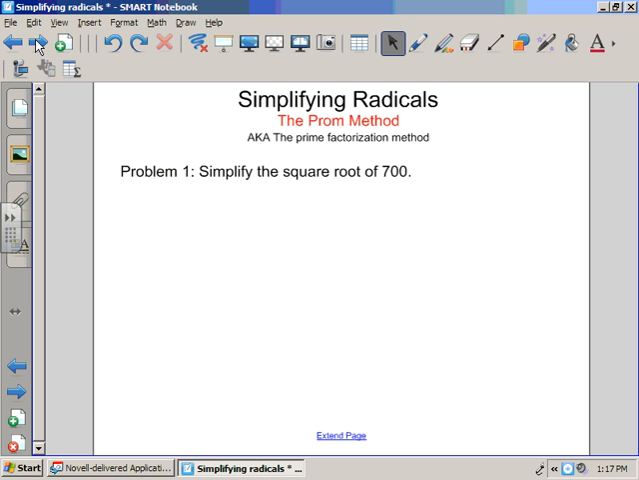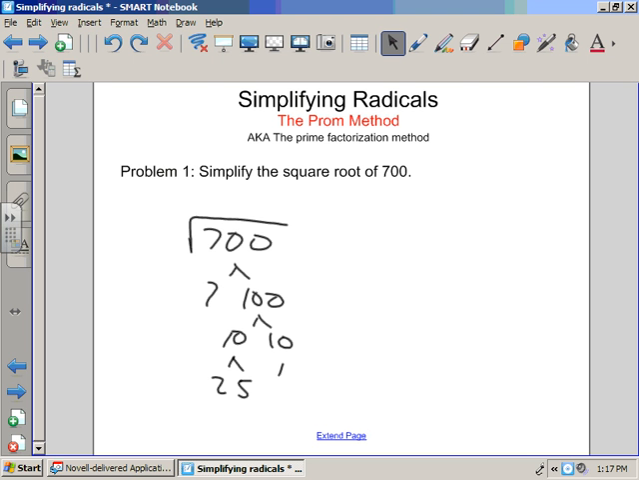Okay, try one on your own. I want you to pause the video and simplify the square root of 700. Hopefully this wasn't too hard. I've got the square root of 700. I can write that as 7 times 100, which is 10 times 10, which is 2 times 5, and 2 times 5. Writing these in order from lowest to greatest, I have 2 times 2 times 5 times 5 times 7.